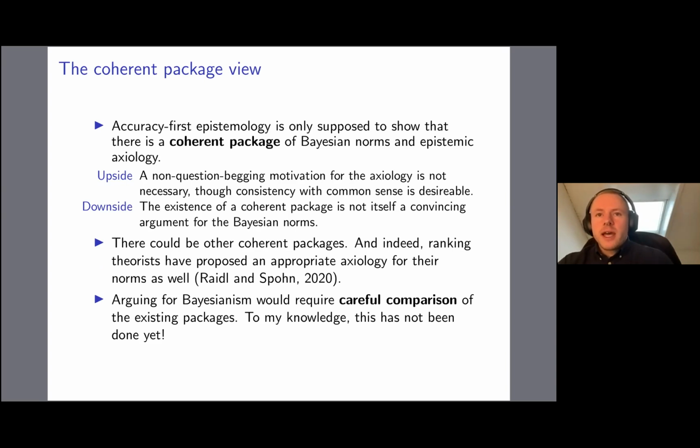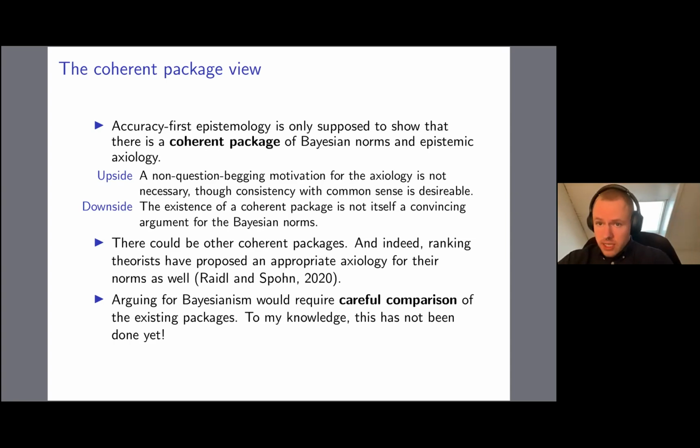The second view one can have, I call the coherent package view. According to this view, accuracy first epistemology is only supposed to show that there's a coherent package of Bayesian norms and epistemic axiology. So a non-question-begging motivation for this axiology is not needed. Maybe we want consistency with some basic commonsensical principles, but the goal is not to argue on neutral grounds for this axiology.